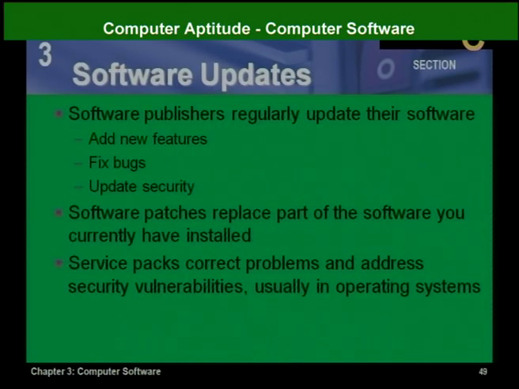Software updates. Now you install a software. Let me go through the definition. Software publishers regularly update their softwares, add new features, fix bugs, and update security. Software patches replace part of the software you currently have installed. Software patches correct problems and address security and unreliability issues, usually in an operating system.